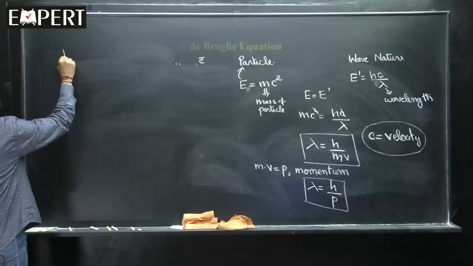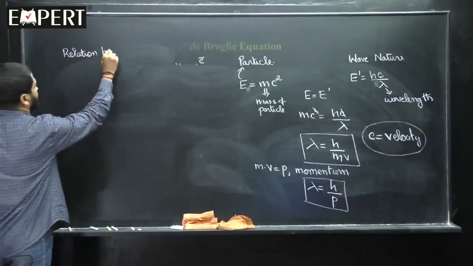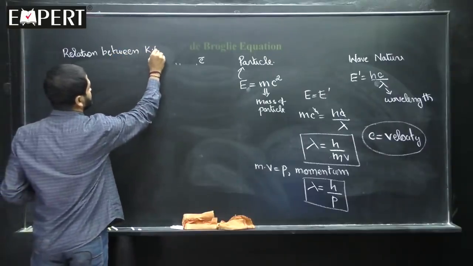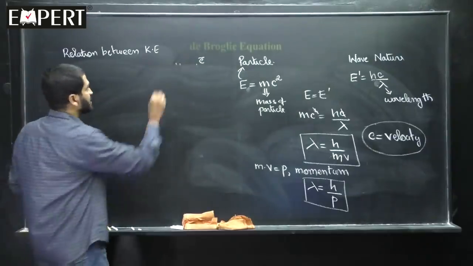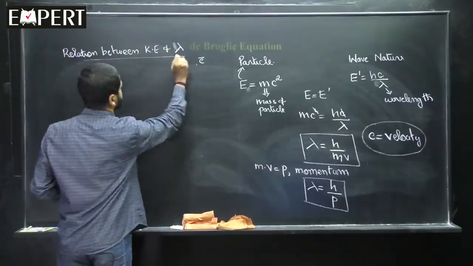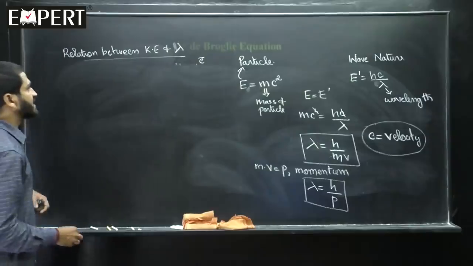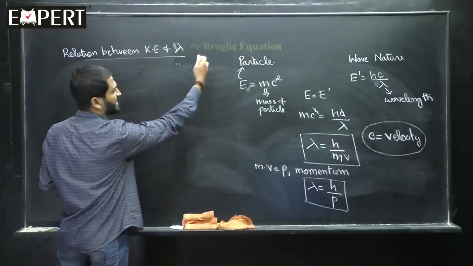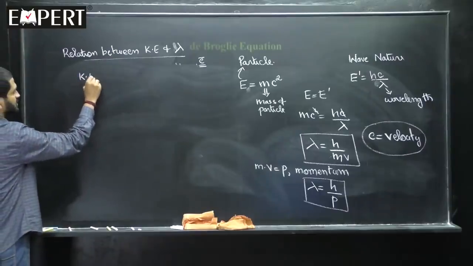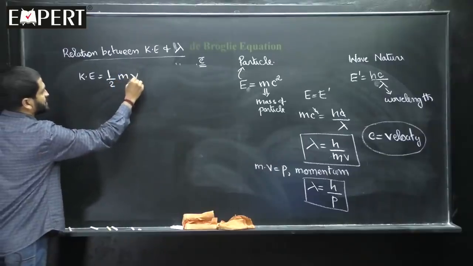One more relation between kinetic energy and wavelength of the matter wave. If it has mass and velocity, it should have kinetic energy, correct. Now kinetic energy, so this is an electron or any matter wave, correct. Now kinetic energy is given as half mv squared.